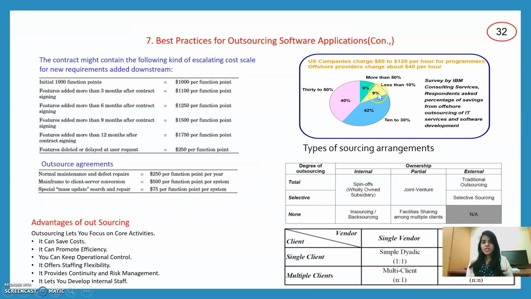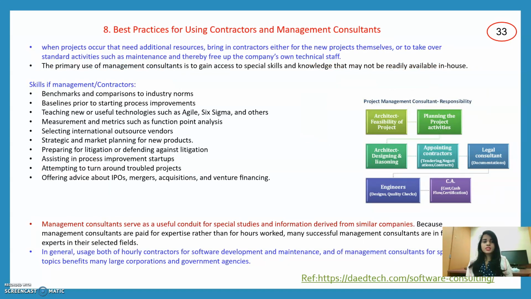Like if you take that US companies charge 80 to 120 dollars per hour for programmers, offshore providers charge about $40 per hour. And the advantages of outsourcing: it lets you focus on core activities, it can save cost, promote efficiency, keep operational control, offer staffing flexibility, and provide continuity and risk management. And this is the best practice for using contractors and management consultants. Using contractors and management consultants somewhat reduces our time, and we can do our work very easily within a short span of time.